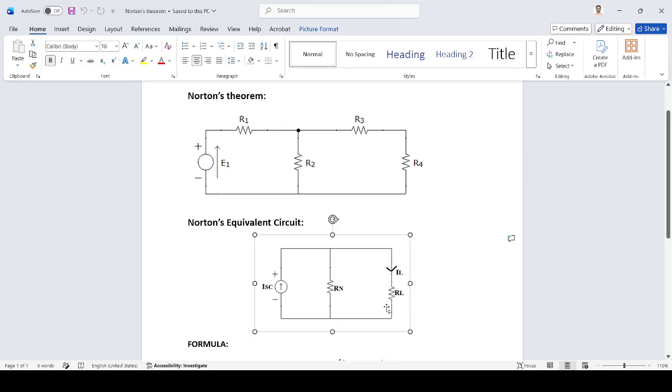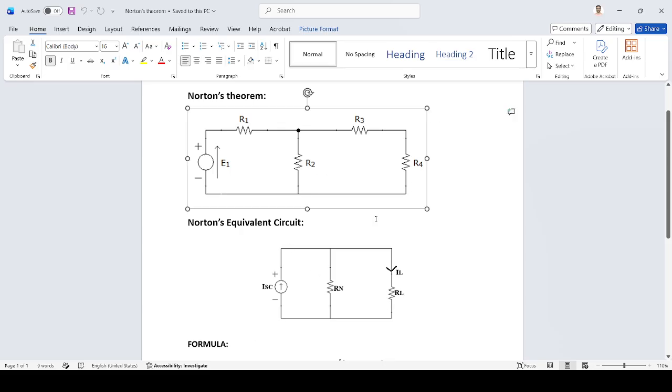Okay. So here we will design our Norton's equivalent circuit for this given circuit. Same here, we will design it on our platform Tinkercad. Here we are considering RL as the load resistance, R4. Okay, so now let's see.